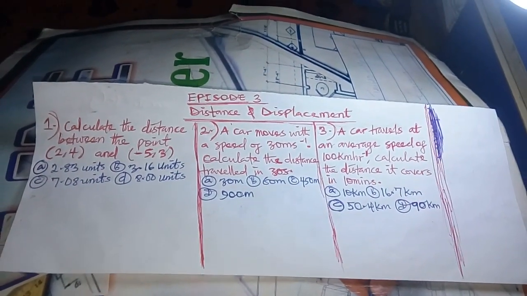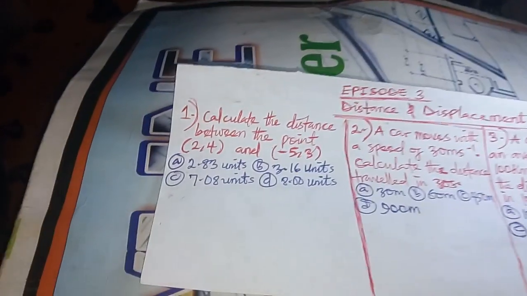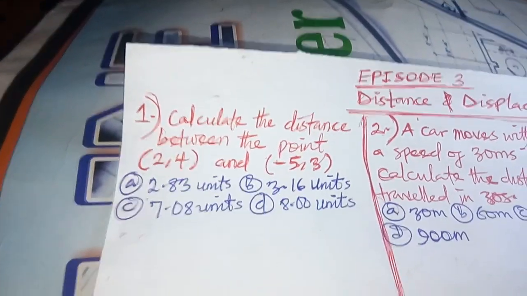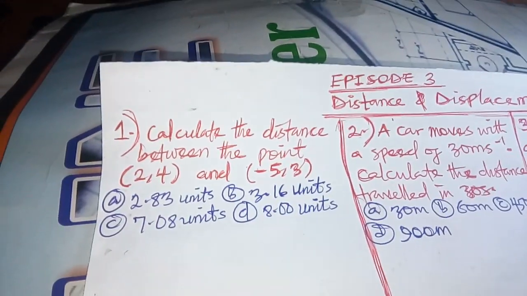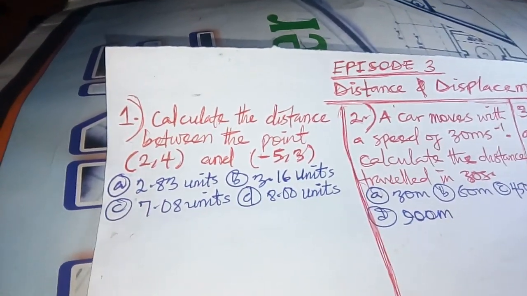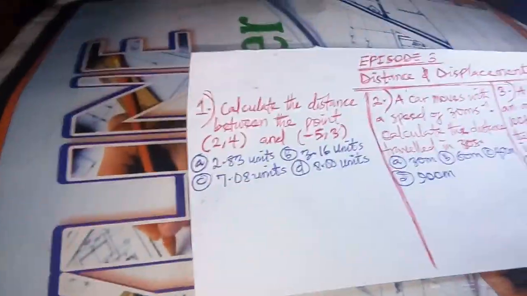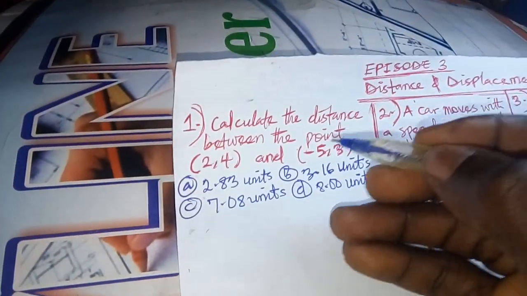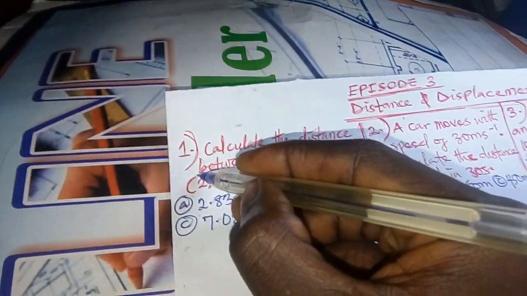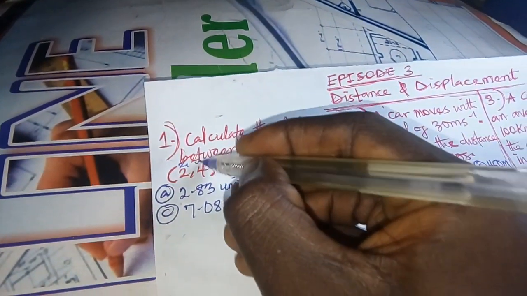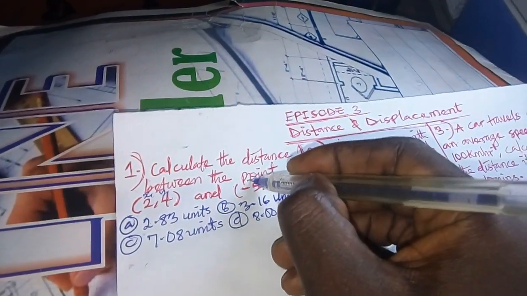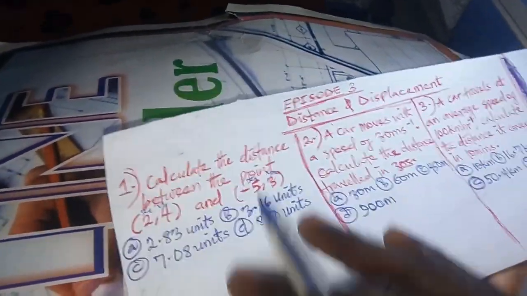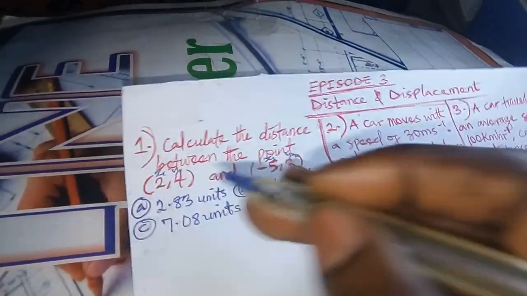Now, the first question here is question 1, which is talking about calculating the distance between the points (2, 4) and (-5, 3). To do this, if you have watched my theoretical parts, then you should be able to solve this. It's very simple. The first thing you have to do is label the points. The first one is x1, this is y1, this is x2, and this is y2.